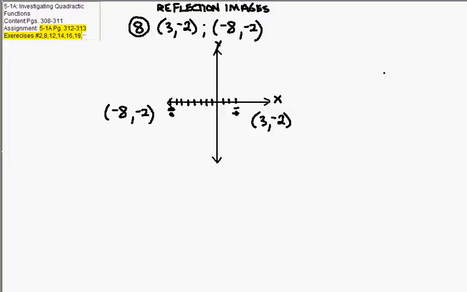Looking at problem number 8. Here we're given two reflection images, (3, -2) and (-8, -2). If I go ahead and create a graph and plot these points, you can see that they are vertically at the same height on the graph, and that basically what we're looking for is the equation of the line of symmetry.